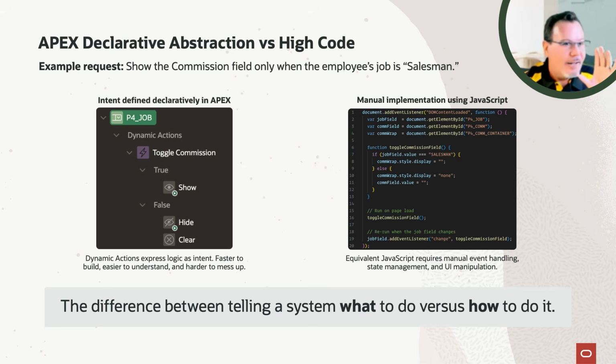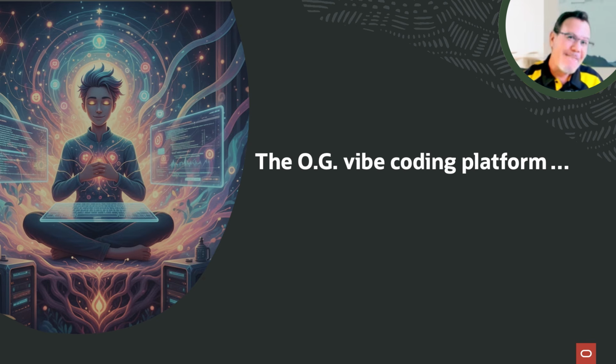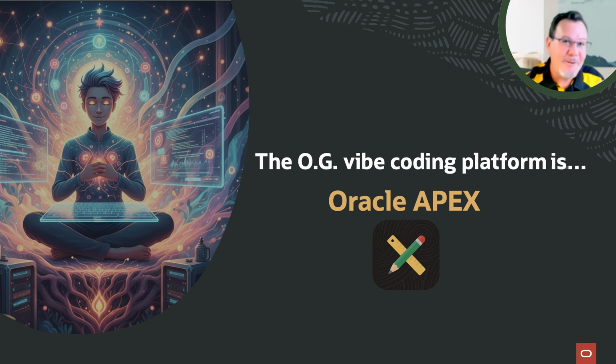Now, the OG vibe coding platform. OG is original gangster. What is the original gangster vibe coding platform, do you think? Well, you may not have known this, but Apex has been around for over 20 years. We just celebrated our 20th anniversary last year. It was first known and released in 2004 as HTML DB version 1.5. Our name changed to Oracle Application Express, and now we're known as Oracle Apex. But what is the OG vibe coding platform? Well, it is Oracle Apex.